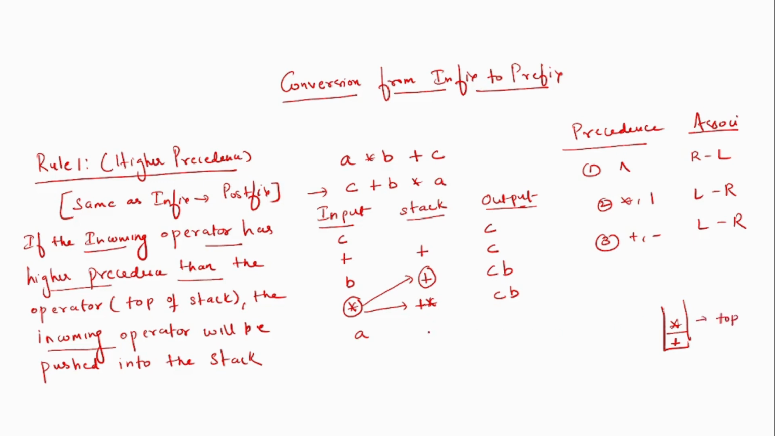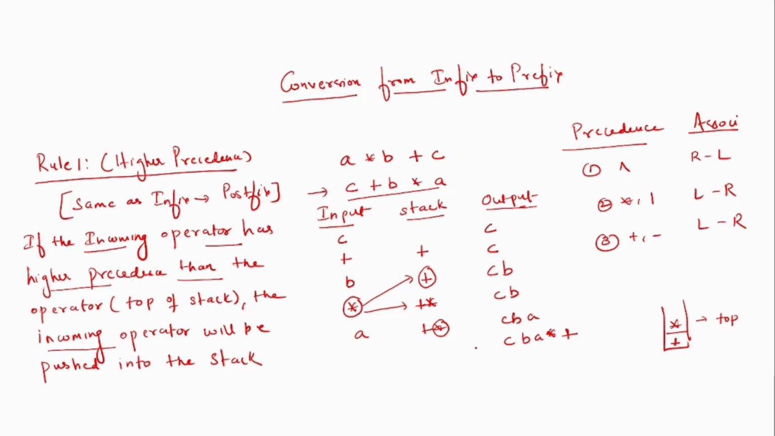Now I have A at the end. The output is C B A. After I have evaluated the whole expression, I will pop each and every operator out of the stack. I'll pop out star first because it is the top of the stack, and then I will pop out plus, which is remaining. So this is a postfix expression.